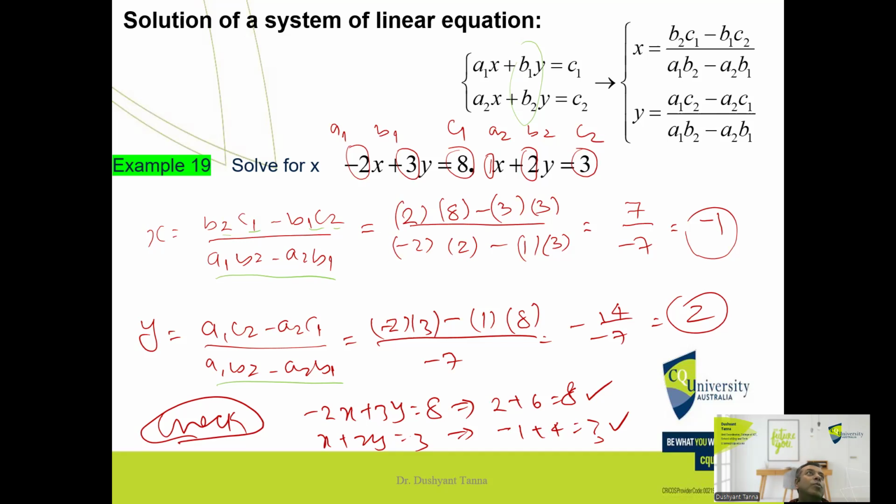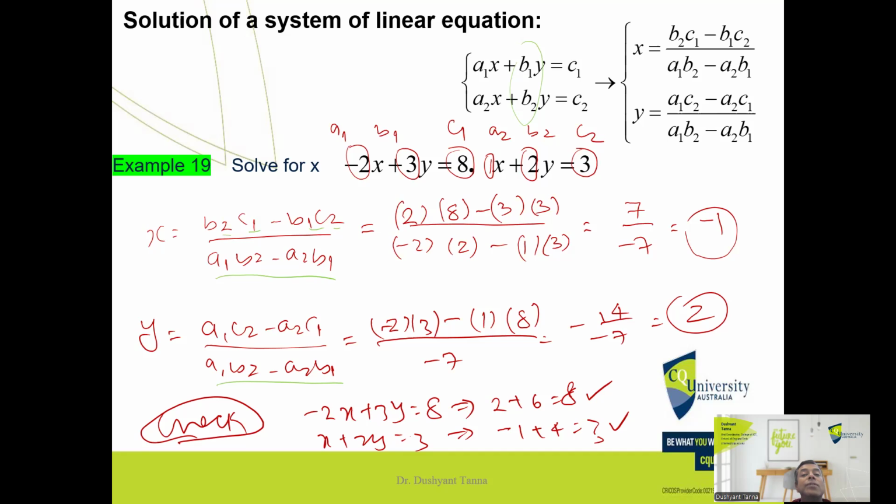Now, this method is also important. Sometimes you don't want to actually solve it, but just verify whether the solution exists or not, right? Then the denominator will tell you. If the denominator is 0, then a unique solution doesn't exist. So you don't really solve it. You just look at A1B2 minus A2B1. That's 0, therefore no solution, or infinitely many solutions. Yeah.